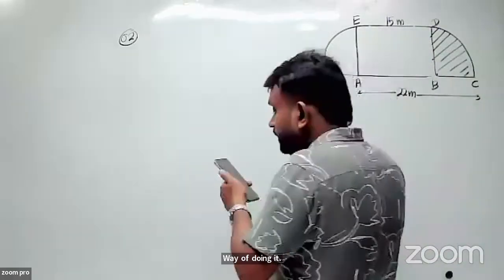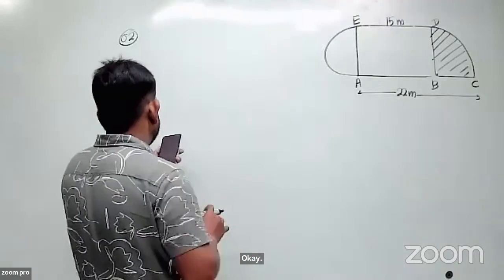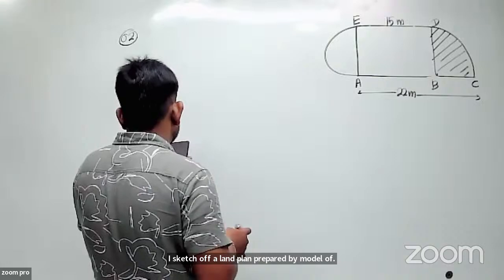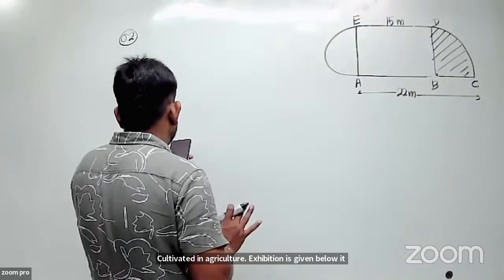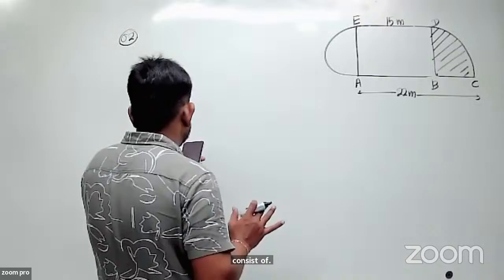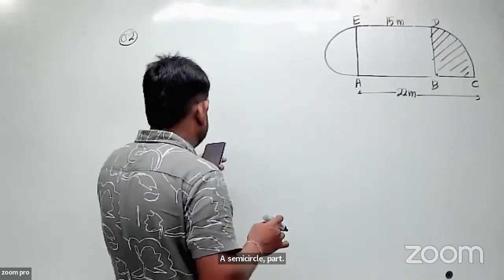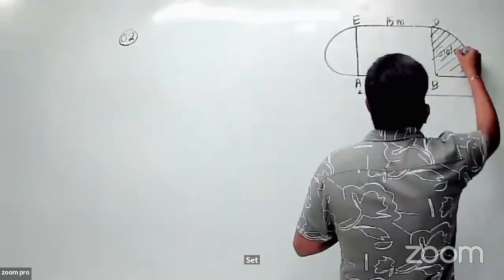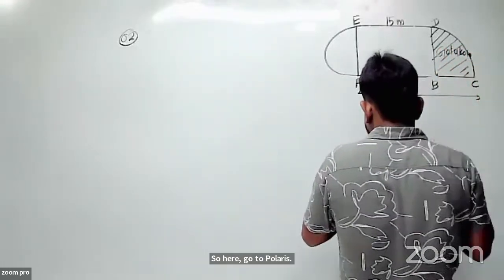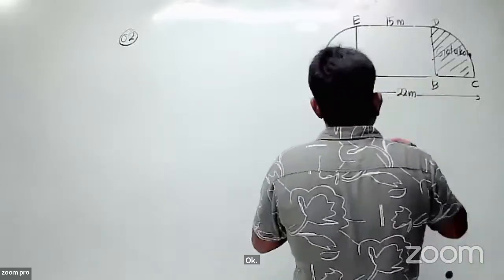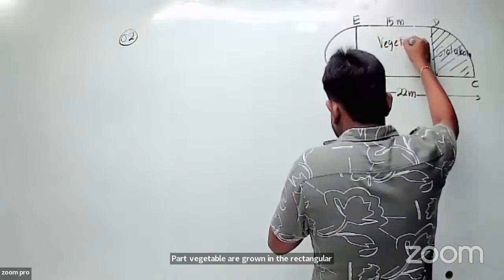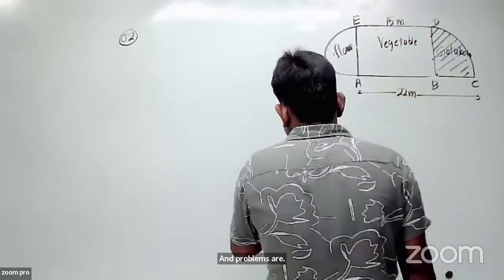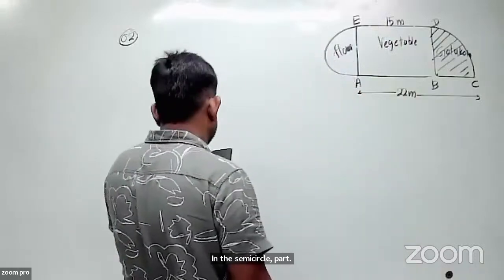Okay. A sketch of a land plan prepared by a model cultivator in an agriculture exhibition is given below. It consists of a rectangular part, a semicircle part, and a sector part. Here, gotukola is grown in the shaded part. Vegetables are grown in the rectangular part. Vegetables and flowers are in the semicircle part. Find the radius of the sector BCD.